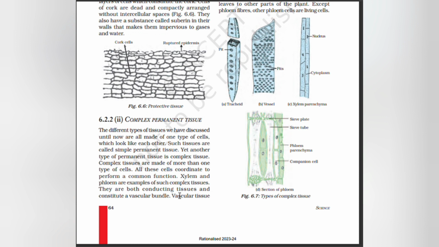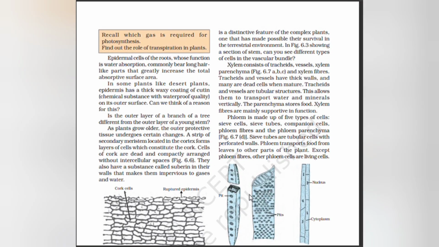Xylem and phloem are examples of such complex tissues. They are both conducting tissues and constitute a vascular bundle. Vascular tissue is a distinctive feature of complex plants, one that has made possible their survival in the terrestrial environment. Showing a section of stem, can you find different types of cells in the vascular bundle?